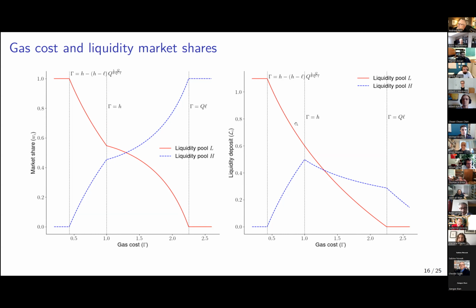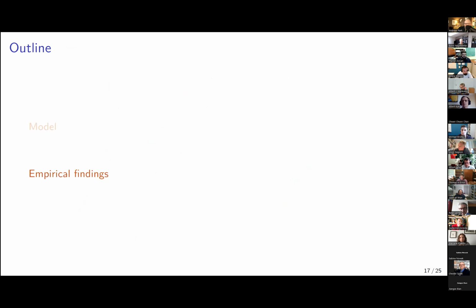So we have a substitution effect where the same guys are just migrating from one pool to the other, and the crowding out effect where the smaller LPs are just being kicked out of the market. And this effect only comes in when the gas cost is large enough. But this gives us some sort of testable prediction on what should happen with market shares if we have time variation in gas fees.